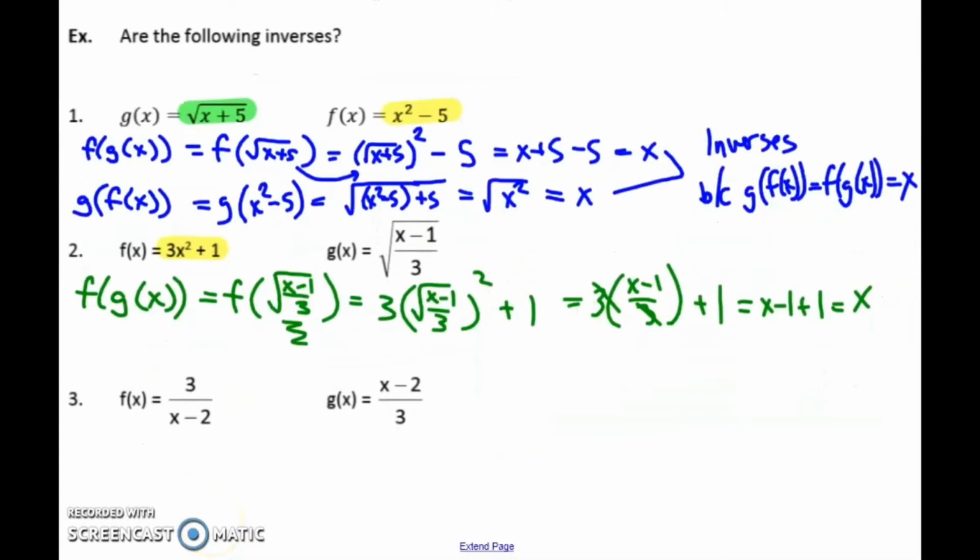I'm pretty confident that g of f of x is going to be the same, but again, we have to go through and prove that. So g of f of x is going to be g of f of x is 3x squared plus 1. And what does g tell you to do? G tells you to take the square root of your input minus 1 and divide that by 3. All right, so I've got the square root of my input minus 1 all divided by 3. And that input here is going to be 3x squared plus 1.